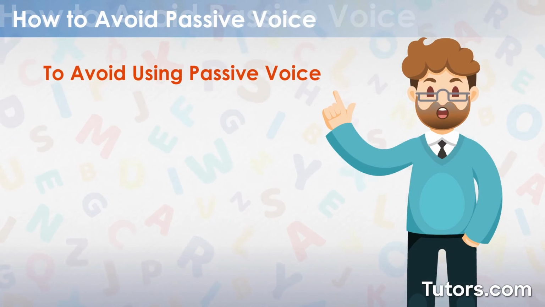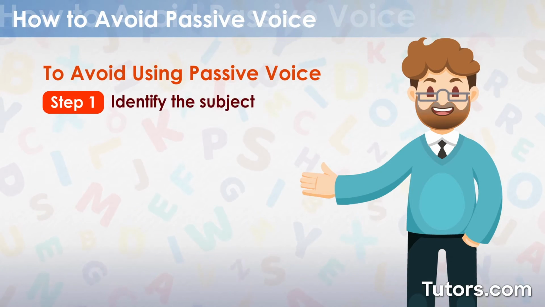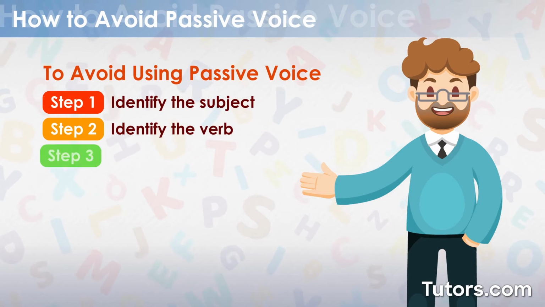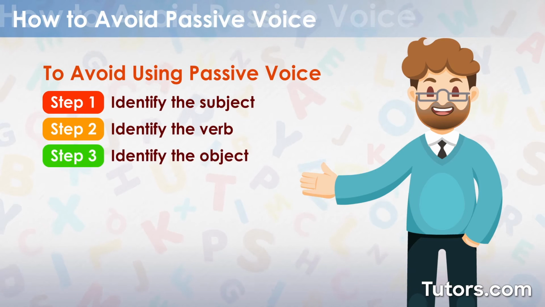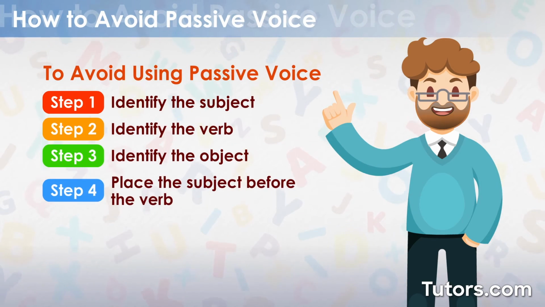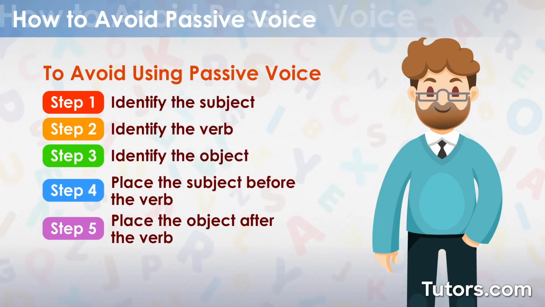To avoid using passive voice, follow a few simple steps. Step 1. Identify the subject. Step 2. Identify the verb. Step 3. Identify the object. Step 4. Place the subject before the verb. Step 5. Place the object after the verb.